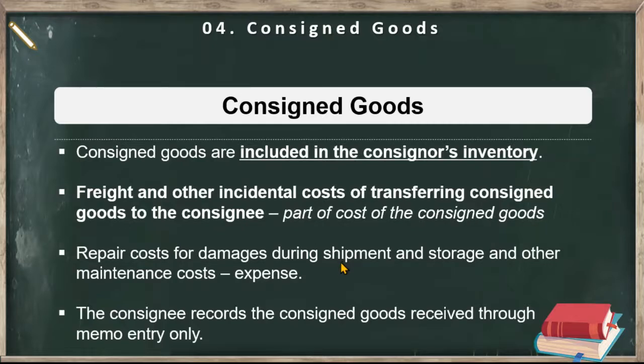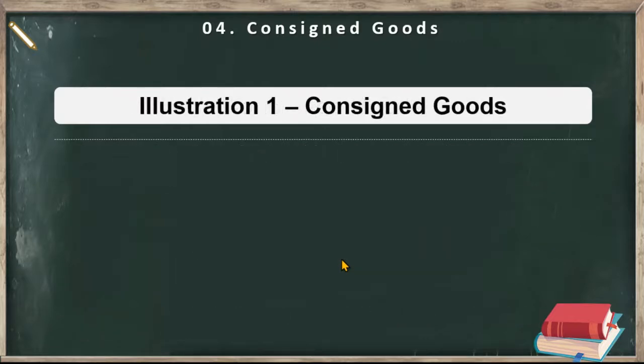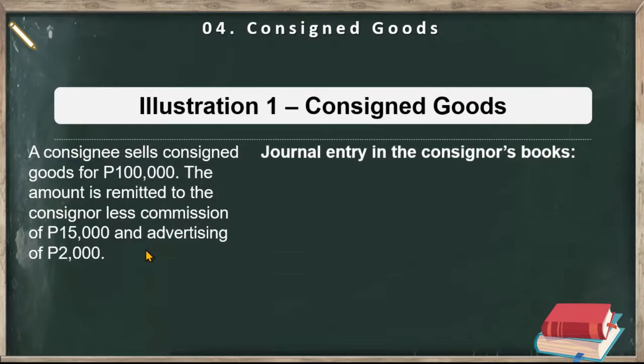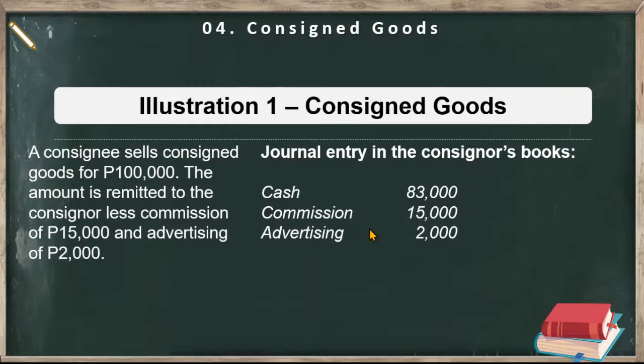Pero naay entry kung maremit na ang halin adtong consign nga goods. So, for example, a consignee sells consigned goods for 100,000. The amount is remitted to the consignor less commission of 15,000 and advertising of 2,000. So the journal entry on the consignor's books would include cash 83,000, then you have commission 15,000, and then debit advertising 2,000 and credit sales 100,000.